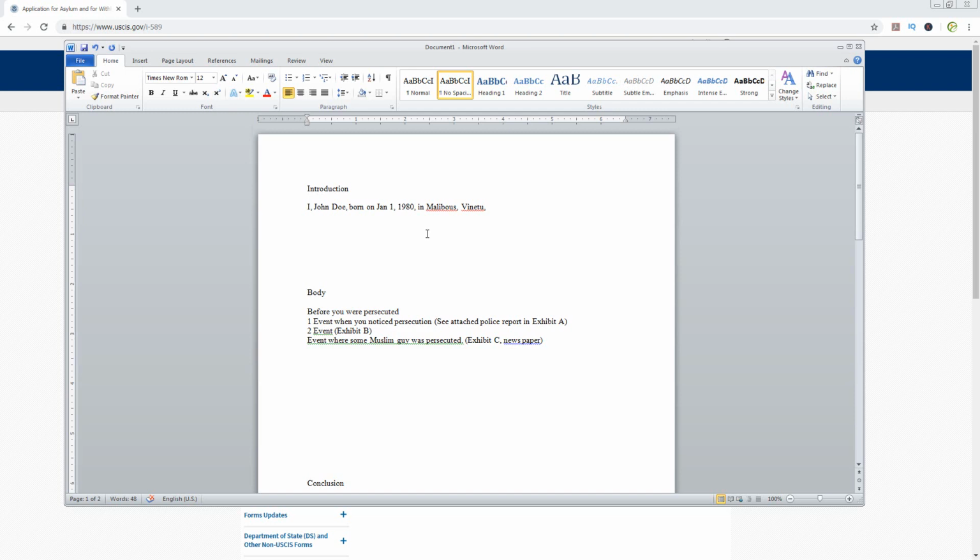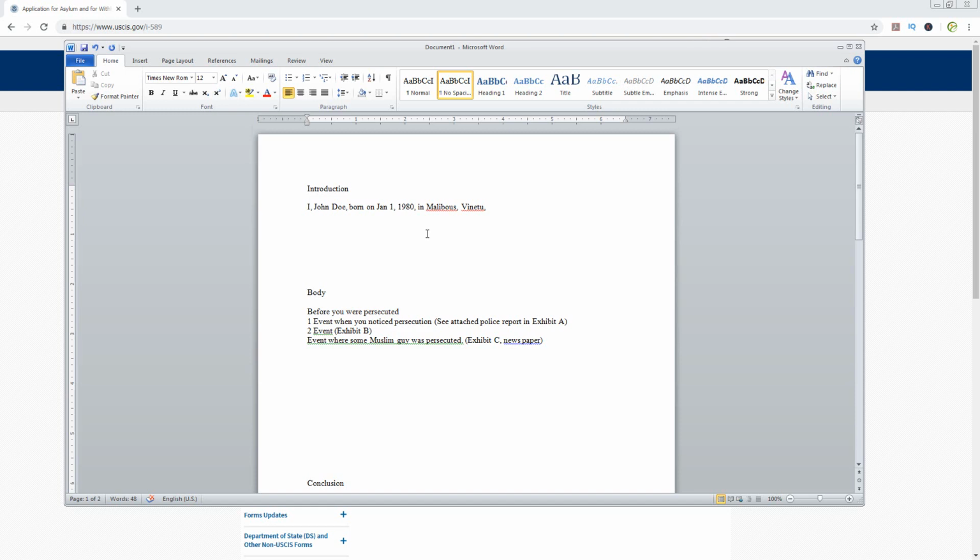Quickly, I wanted to go over a few points whenever it comes to the statement that are very, very important. Number one, it is your statement. And what I mean by that is you have to write it. There are services out there that help you write the statement. There are some immigration attorneys that write the statement for you. This is not right, not good, not honest.